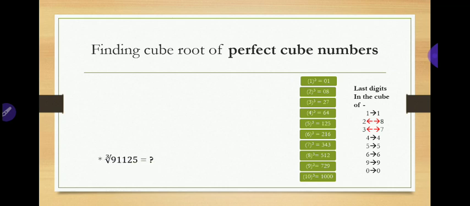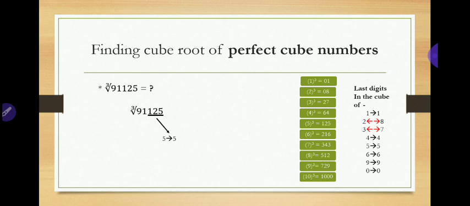So let us take one more example. If you want to find the cube root of 91125, let us divide it into one group of 3 digits, that is 1 2 5. The other 2 digits remain in the second group. So in the first group 1 2 5, the last digit is 5. If the last digit is 5, it must be the cube of 5. Therefore, the last digit is fixed in our answer, that is 5.